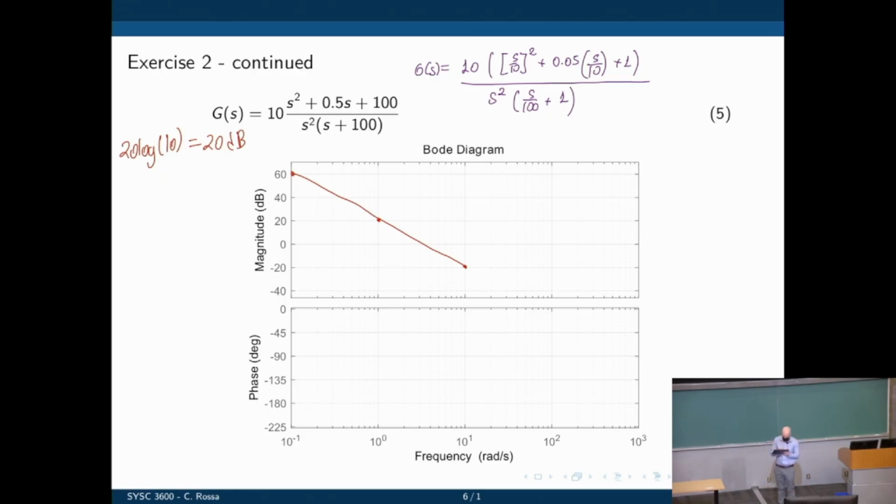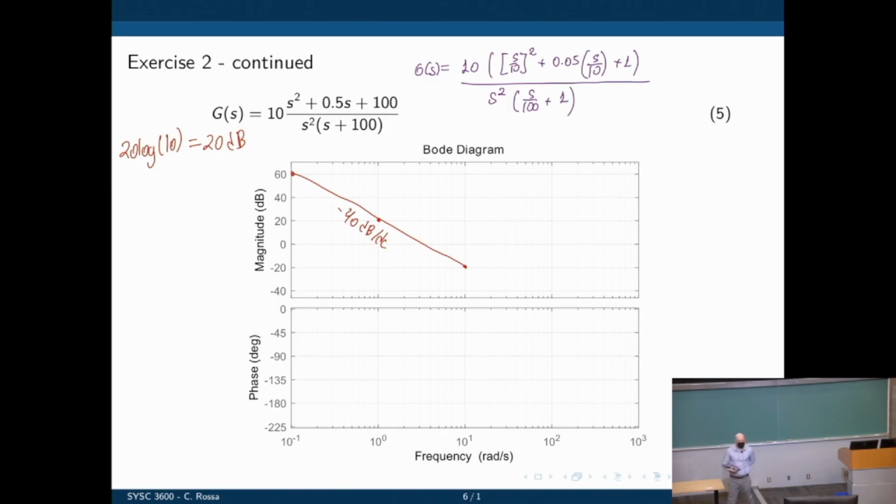Then we have a constant slope of negative 40 dB per decade because of the two poles at the origin. And we are going down up to the next cutoff frequency, which is 10. 10 is the first cutoff frequency, and it comes from a complex zero.